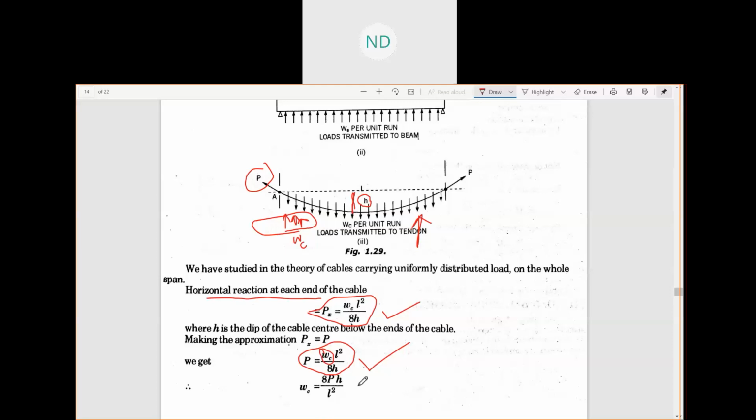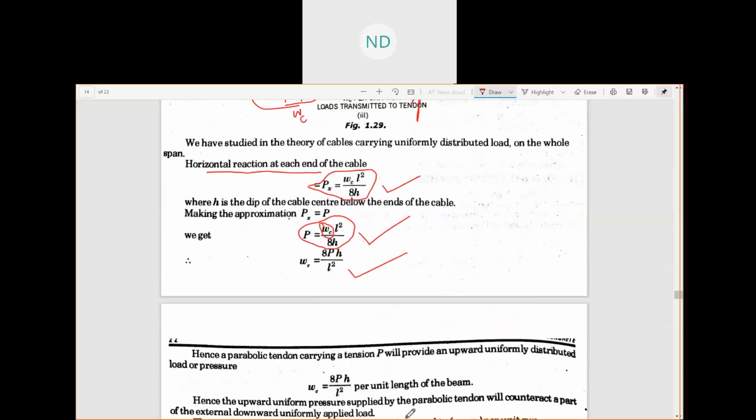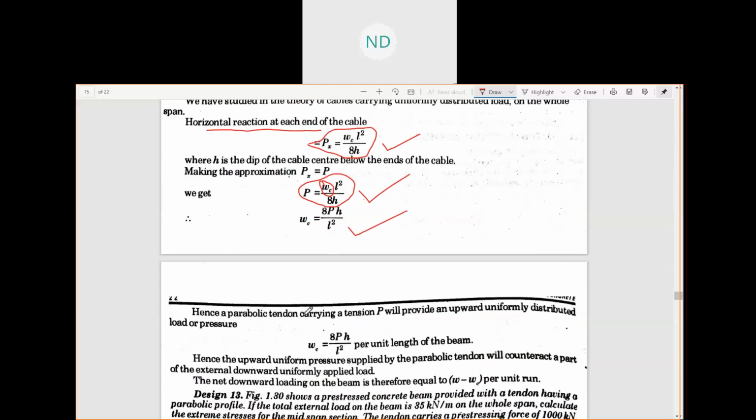So now you can calculate your Wc. What is your Wc? It is 8pH by L square. Hence, a parabolic tendon carrying a tension P will provide an upward uniformly distributed load or pressure, Wc equal to 8pH by L square. So in parabolic profiles, the upward thrust given by the parabolic profile per unit run is 8pH by L square.